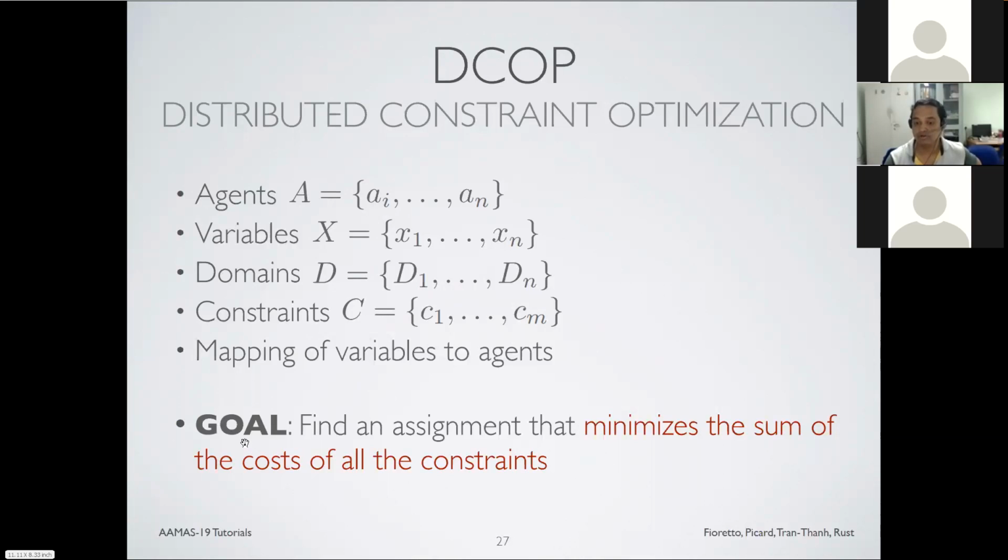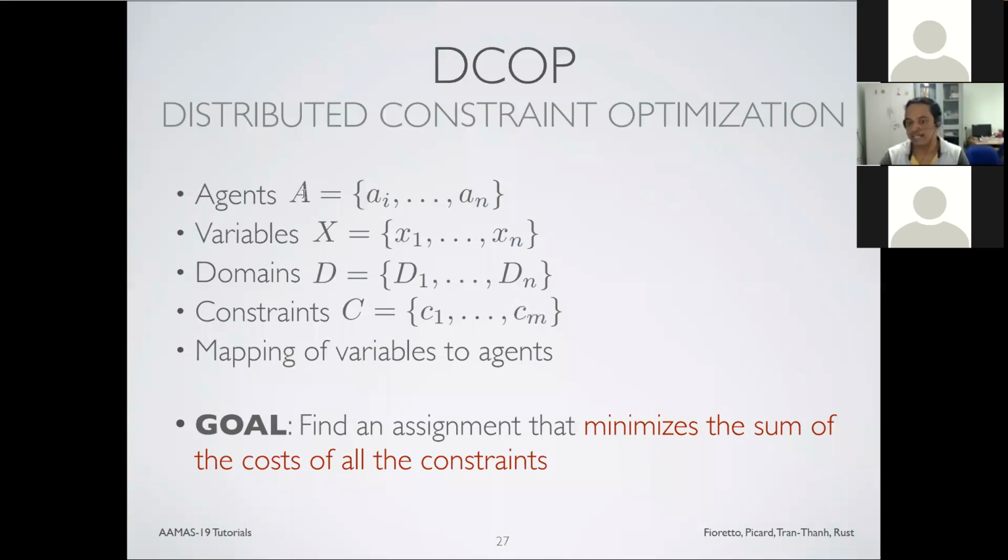What is the objective? The objective is to find an assignment that minimizes the sum of the cost of all constraints. So here you see we use the term optimization problem, and the term we are using is minimization. The optimization here is that we want to minimize the cost. Moreover, find an assignment that minimizes the sum of the cost. Mind it, the term is sum.